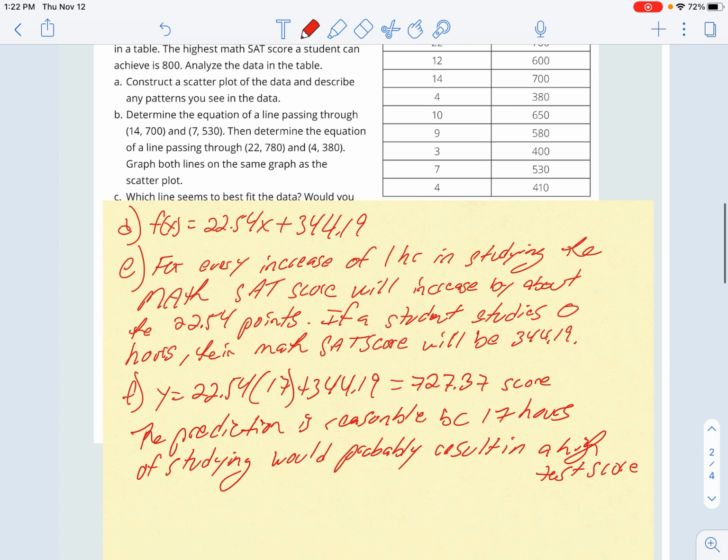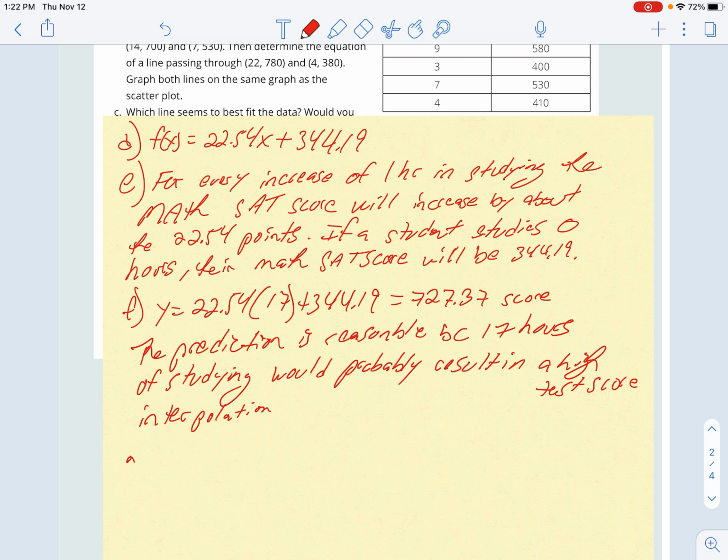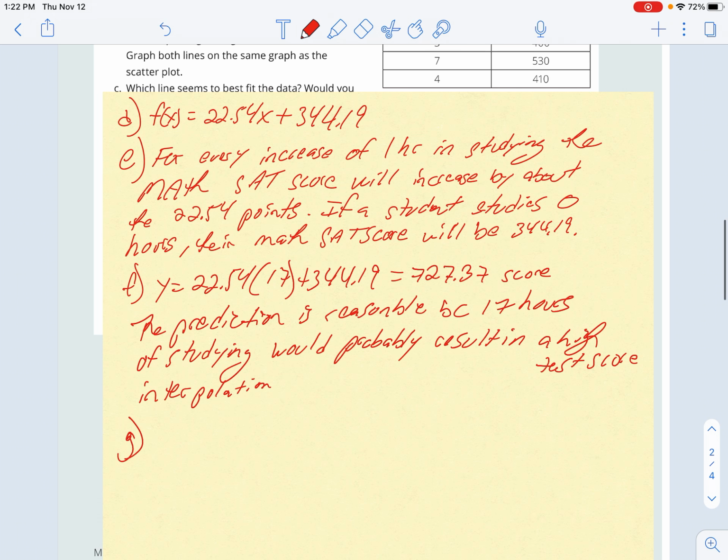Now, what we call that is interpolation, because that is within our data set. If it's outside of the data set, so outside of 22 hours, that's called extrapolation, which is the part for letter G. Letter G is saying, how about for 40 hours? That would be called extrapolation, because it's outside of my data set.